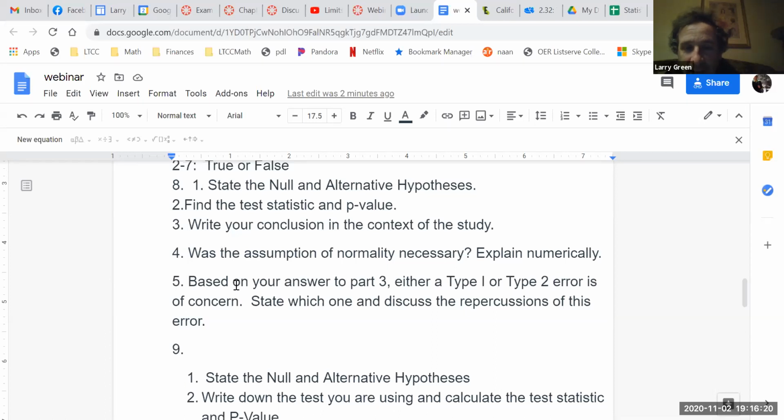Okay. Problem 5, based on your answer from part 3, right? Either a type 1 or type 2 error is of concern. State which one and discuss the repercussions of this error. Remember what the word repercussion means.